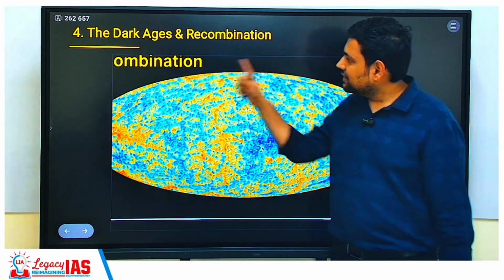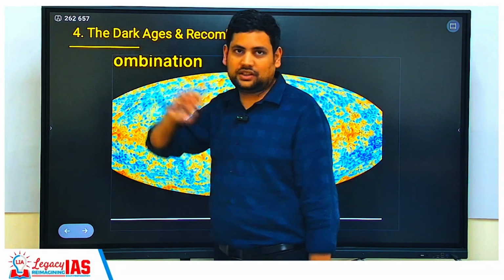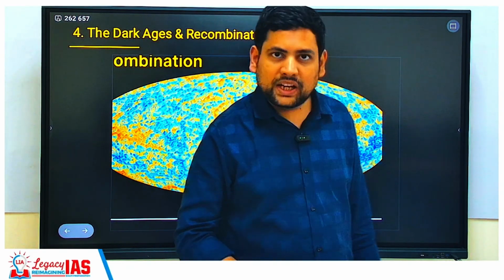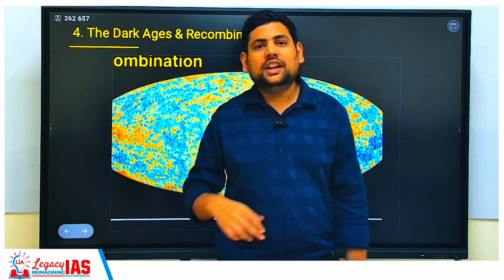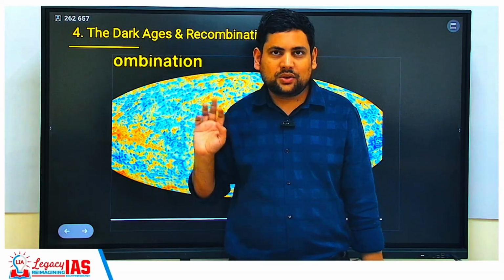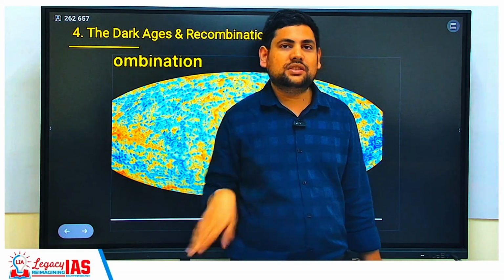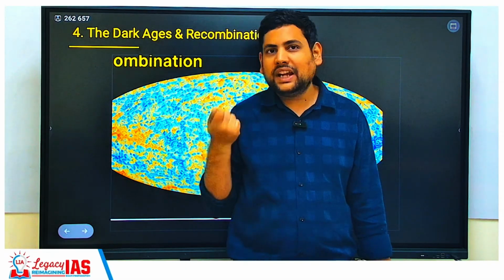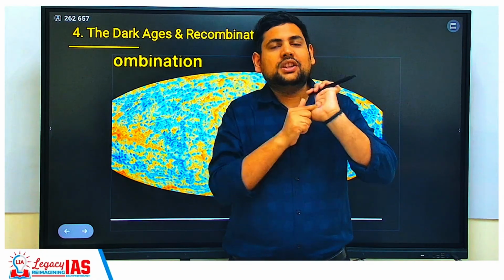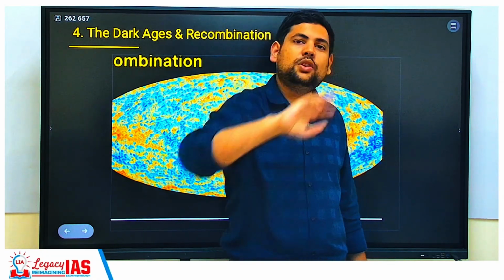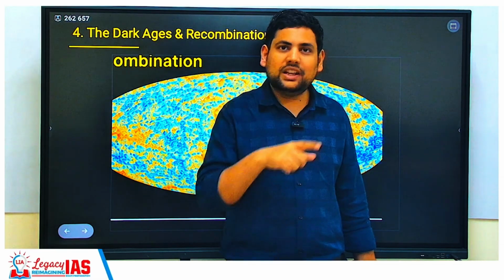Now, the dark ages and recombination. First understand this part, which is the dark ages. Now what was happening at that time? Because there were so many electrons present, and other particles also, the light was actually not able to travel much distance, correct, because light is made up of photons. Photons tend to interact with the electrons, and they were not able to follow any path because they were constantly being obstructed by the electrons.